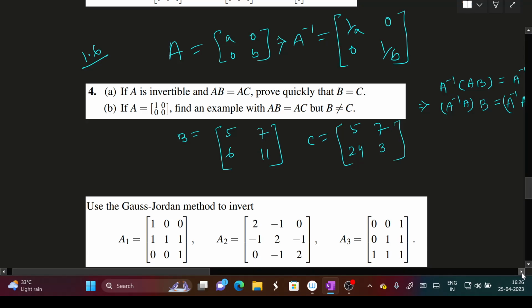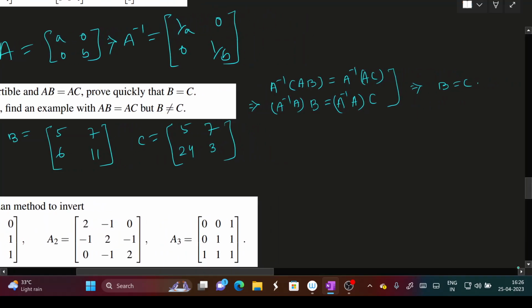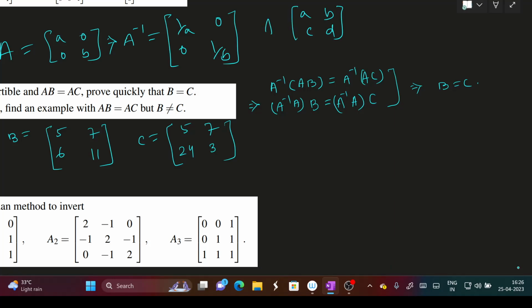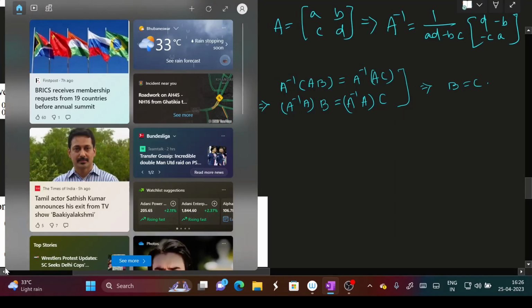Again, for any 2 by 2 matrix A, B, C, D, this is my A, then this implies A inverse is equal to 1 by AD minus BC, times the matrix D, minus B, minus C, A. This is the formula for any such matrix. Okay, now let us go to discuss.